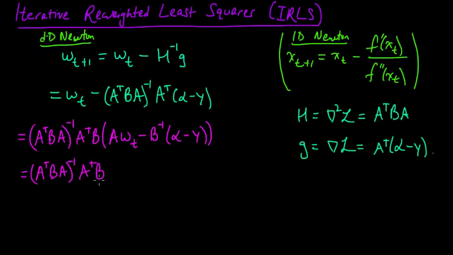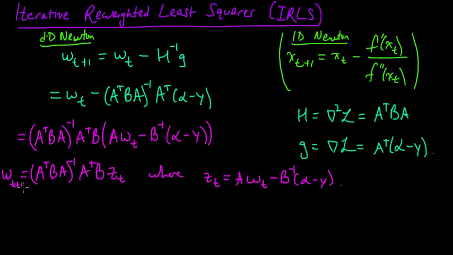A transpose B z, maybe zt, where zt is just this thing. I'm just rewriting things here in a different way. So this is a nice expression here, because this is wt plus 1.